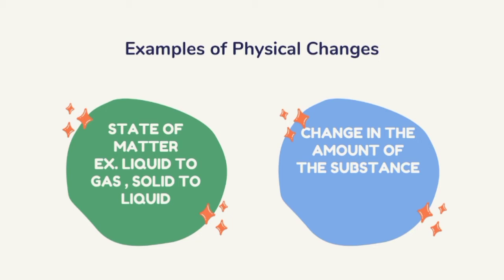Okay, so let's take into account water. Water, when it is heated and reaches the temperature of 100 degrees Celsius, it could be converted from liquid to its gas form. Okay, now the composition has not changed. It is still composed of two atoms of hydrogen and one atom of oxygen. Okay, so those are just examples of physical change.